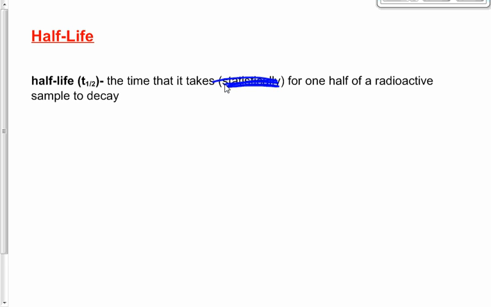Now let's add that word, statistically. We add that word because we don't really know how long it's going to take 100 grams of radioactive carbon-14 to decay into 50 grams. We can make pretty good predictions based on statistics, based on what's happened in the past, but we don't really know for sure because it's a spontaneous process, it's a natural process, it's a random process. It happens when it wants to happen. You could, theoretically, after one half-life, still have 98% of it left, or you could have 2% of it left. But statistically, on average, you'll have 50% of it left after one half-life.